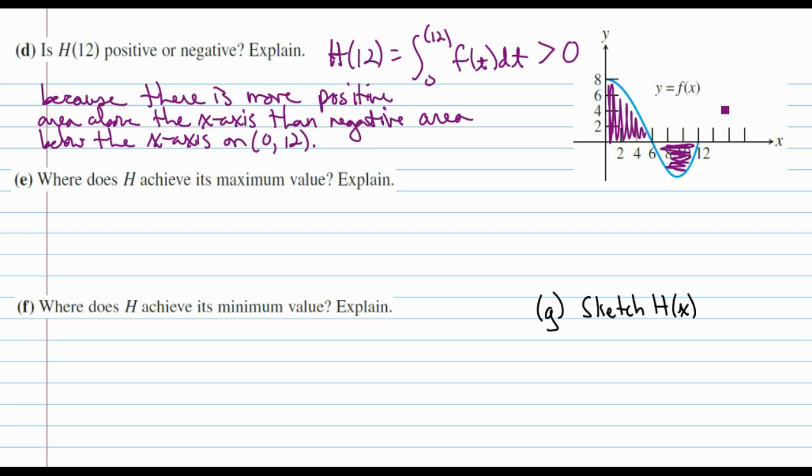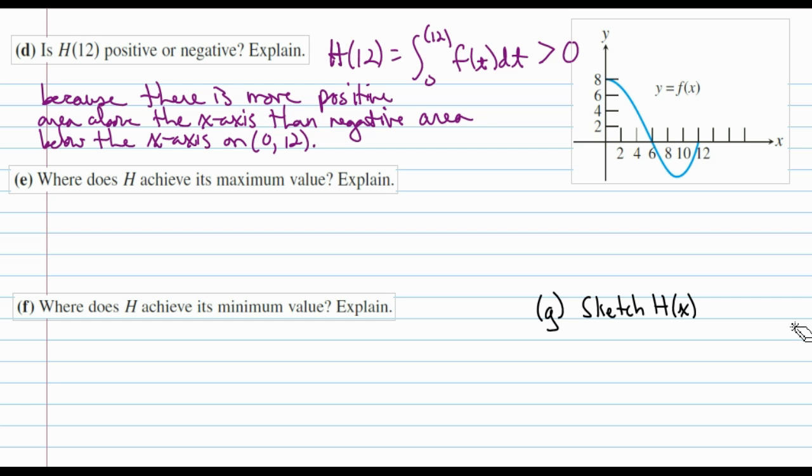Part E, where does h achieve its maximum value? That is not asking for any maximum. It's saying where is h's absolute maximum, and it wants you to explain. Okay, so then for h, we have to first find potential maximums, and then we can see where the absolute is.